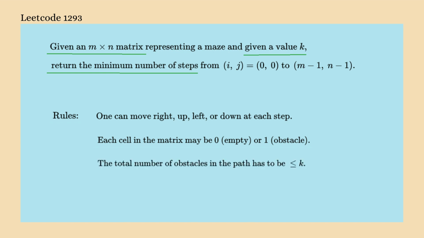The third rule is that the total number of obstacles in a path has to be less than or equal to k. In other words, k is the maximum number of obstacles you can eliminate along your path. Let's try to see an example to illustrate what is the meaning of those rules.